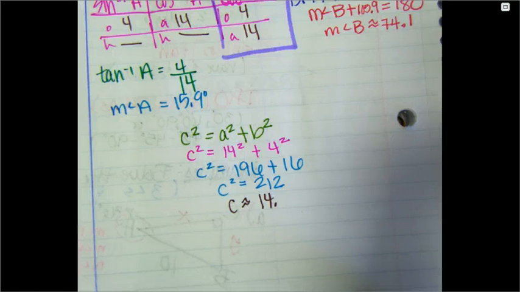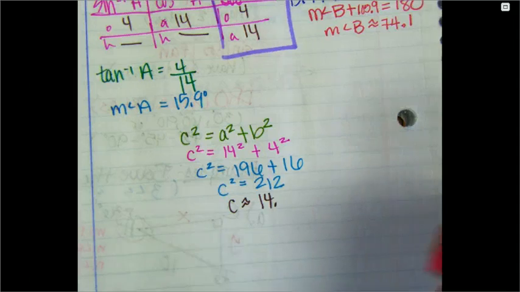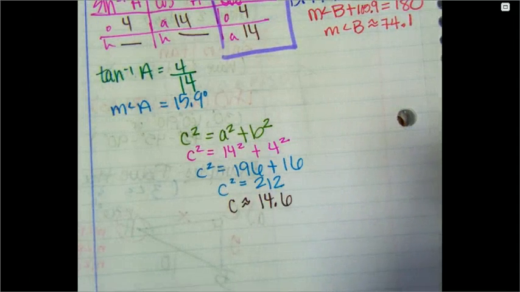Did you have to press second? It depends on your calculator. You have to press second on your calculator. You have to do the square root, and then you plug in 212. Press enter. 14 point what? 6. Do we agree with Diane?